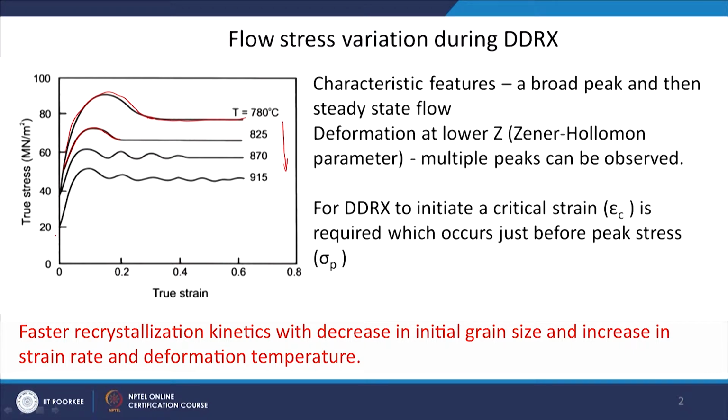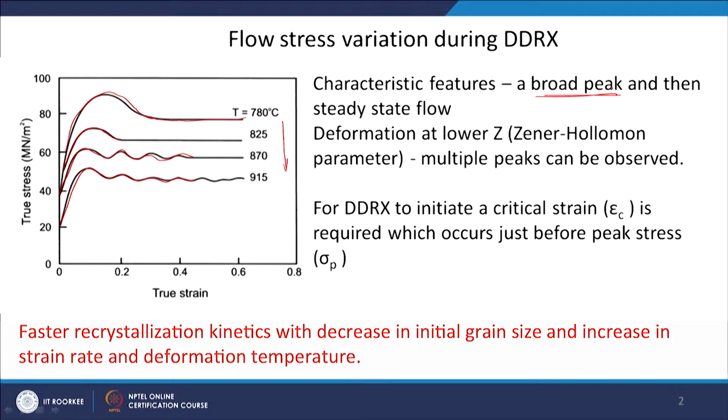As you increase the temperature more, you see something very interesting: there are oscillations in the flow stress curves. A characteristic feature, if you want to define it, is basically a broad peak and then the steady state flow. Deformation at lower Z, the Zener-Holloman parameter, we already know this, will show multiple peaks. Lower Z means strain rate is low or temperature is high.